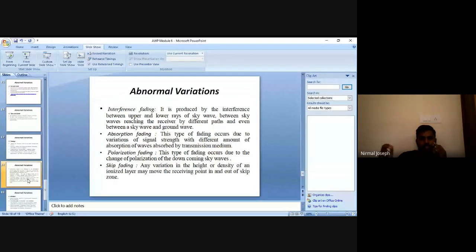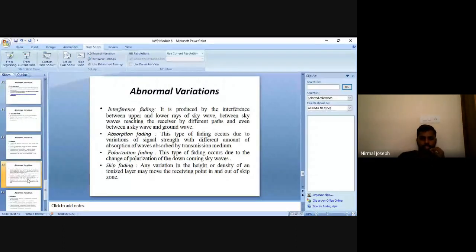When the same wave is traveling at different heights, based on the angle of incidence, or based on the peculiarity of the layers, based on the relative difference of refractive index of the layers, it can travel at different heights. So while coming back to the receiver, there are chances of these two waves interfering. Since these waves are both traveling at different heights, there will be a phase difference that can contribute to interference, right? That will result in fading.